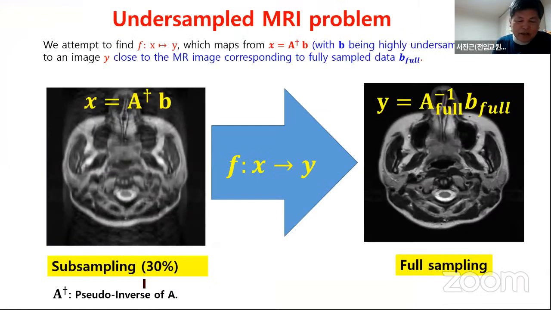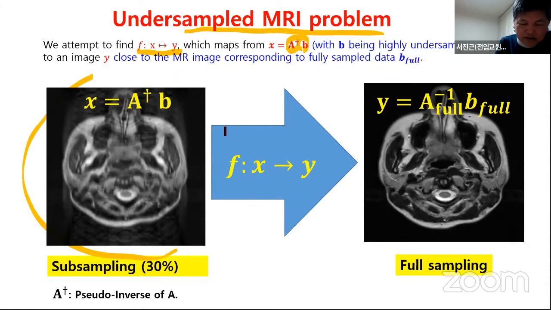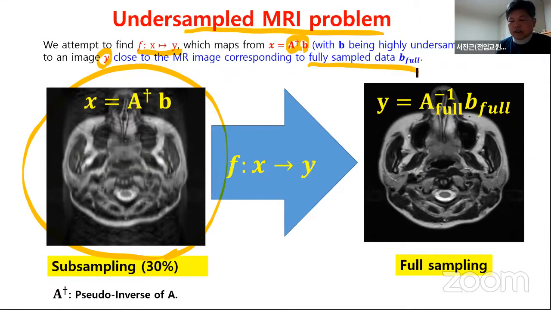Okay, let us explain the undersampled MRI problem more precisely. We attempt to find this map, the reconstruction map. B is the undersampled data, A is a pseudo inverse. Then you have this type of artifact image. Then you try to reconstruct the image Y that is close to the MR image corresponding to the fully sampled data. That's the goal. Here, this is only 30% of the data. This is the fully sampled data.